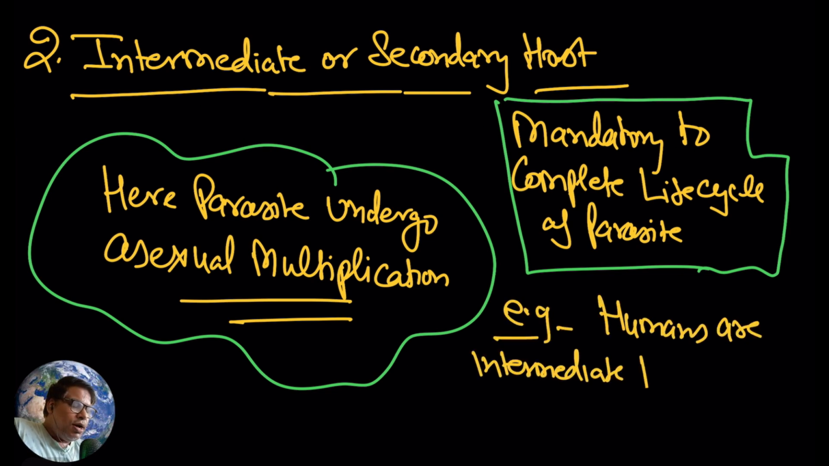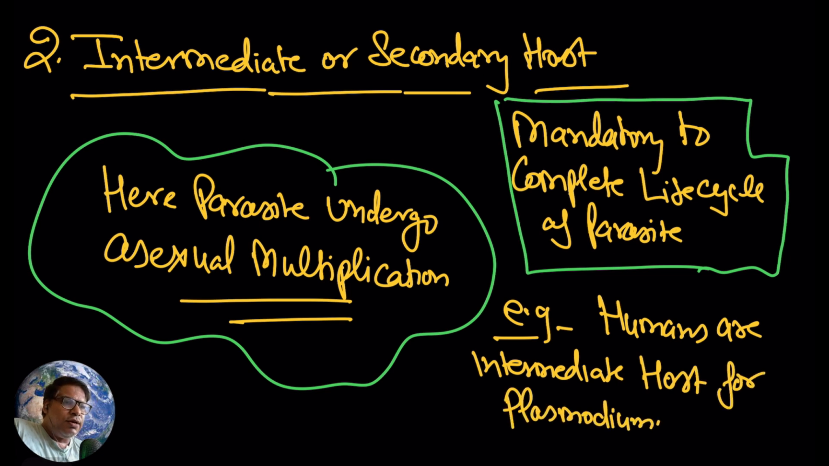Again, the best example is the parasite Plasmodium. Human beings are the intermediate host or the secondary host. So for Plasmodium, the primary host is the female Anopheles mosquito, and the secondary host is we, the human beings. Hopefully it is clear what is primary host and what is secondary host. Now let us move further.